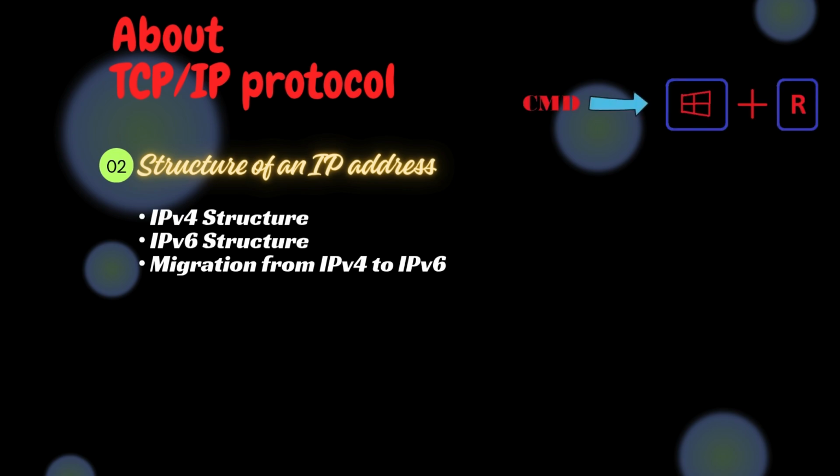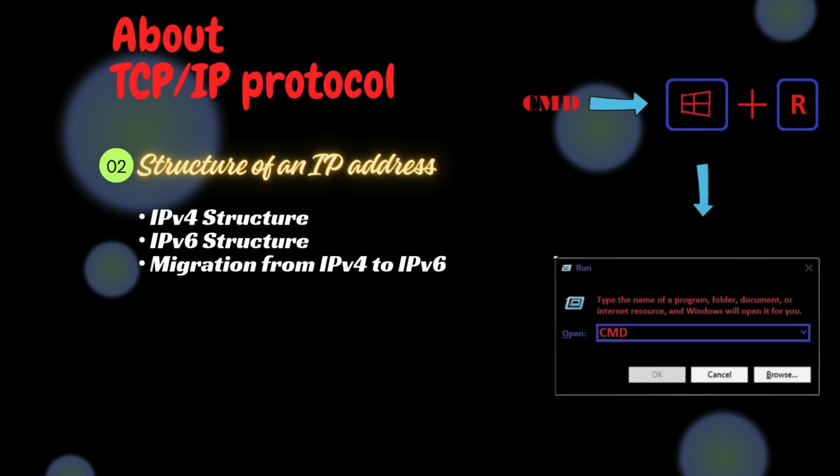You can find your IP address by pressing Windows plus R, then typing cmd, then writing ipconfig. You will get your own IP.